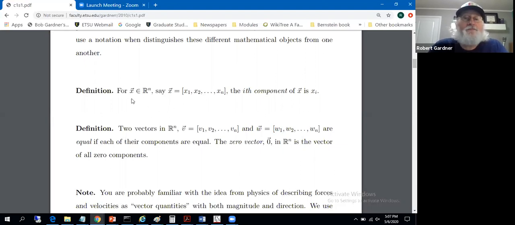Definition for x vector in Rn. How do you know it's a vector? Because it's got a little arrow over it. For vector x in Rn, say vector x is written as this n-tuple, n entries here. The ith component of x is the number x sub i. First component, second component, and so forth up through the nth component.